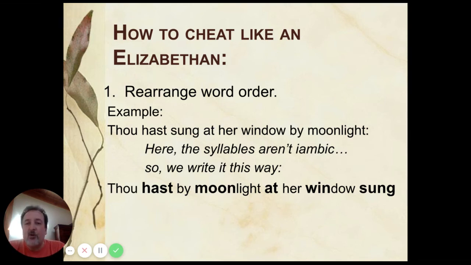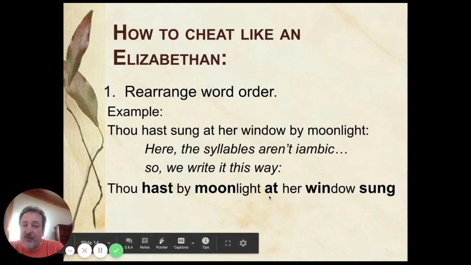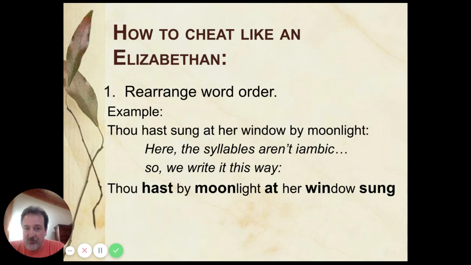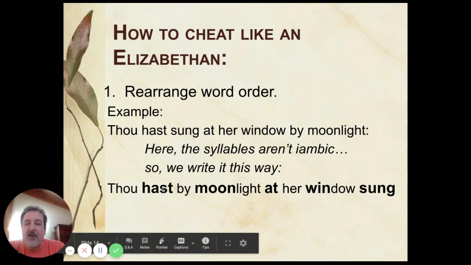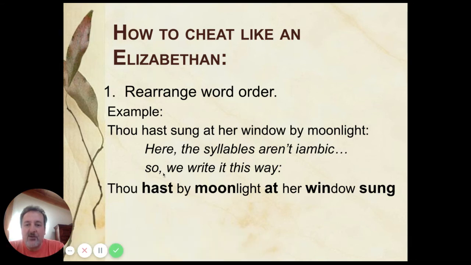First thing is they would just move words around. All right, like here's a line from the play. This is Egeus, pretty upset at Lysander. "Thou hast sung at her window by moonlight." You have sung at her window by moonlight. Right? Pretty straightforward. But the problem is you don't get the smooth rhythm here. So what they will do is they will move something, and in this case, a prepositional phrase, which is why I had you do some grammar work. Thou hast, here you have the subject, the helping verb, and the main verb. You have sung.